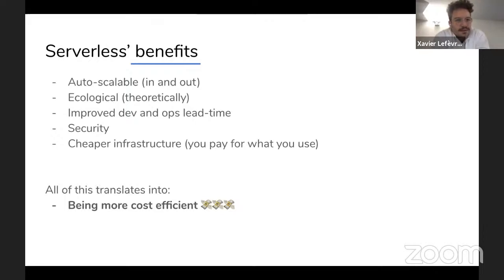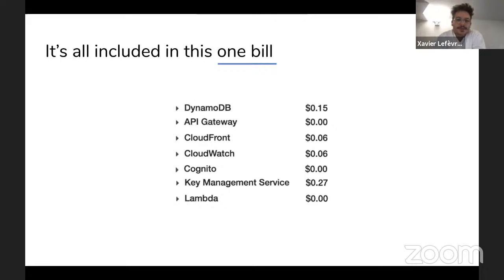But all of that can translate into money at the end. What's not auto-scalable needs to be handled manually by people that have to be paid, or at least that have to spend time on those topics. Improved dev and ops lead time means we take less time to do something. Security means you need to have the expert. So at the end of the day or of the month, everything translates into being more cost efficient as a company. And all of those different aspects are somehow included in one bill.